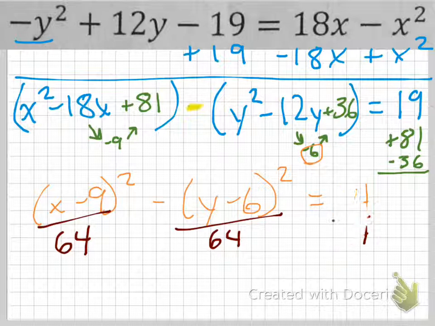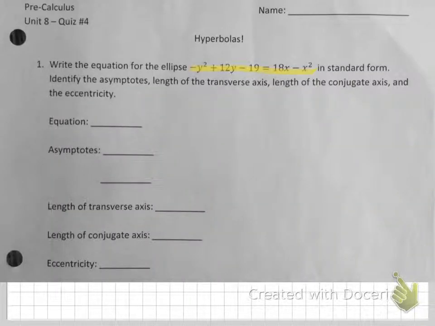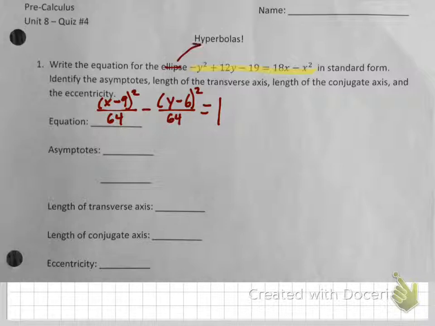So 64 over 64 is 1. I'm just going to replace that for time's sake. Okay, and now we're in standard form. So let's take that equation and write it in our answer blank. Okay, so we got x minus 9 squared over 64 minus y minus 6 squared over 64. And both our hyperbolas and ellipses should be equal to 1 on the right side.